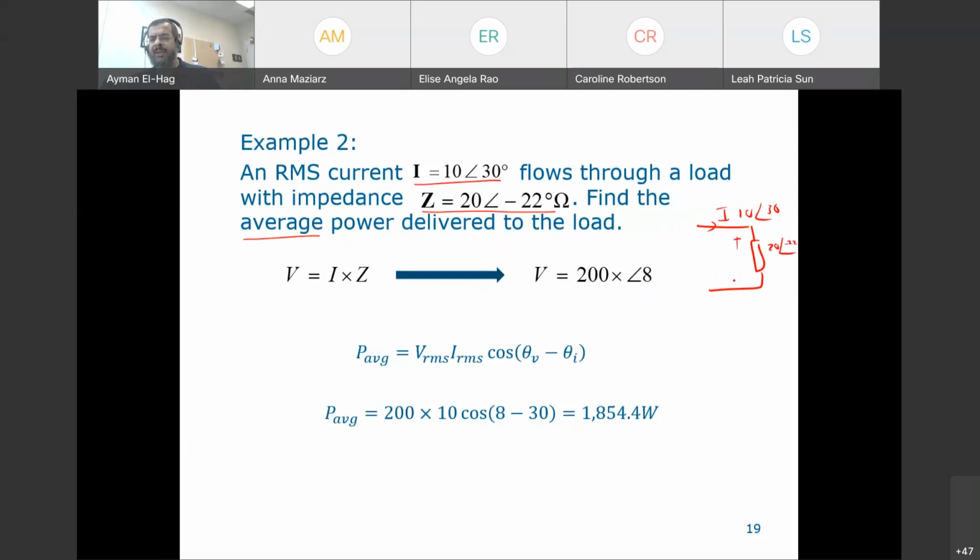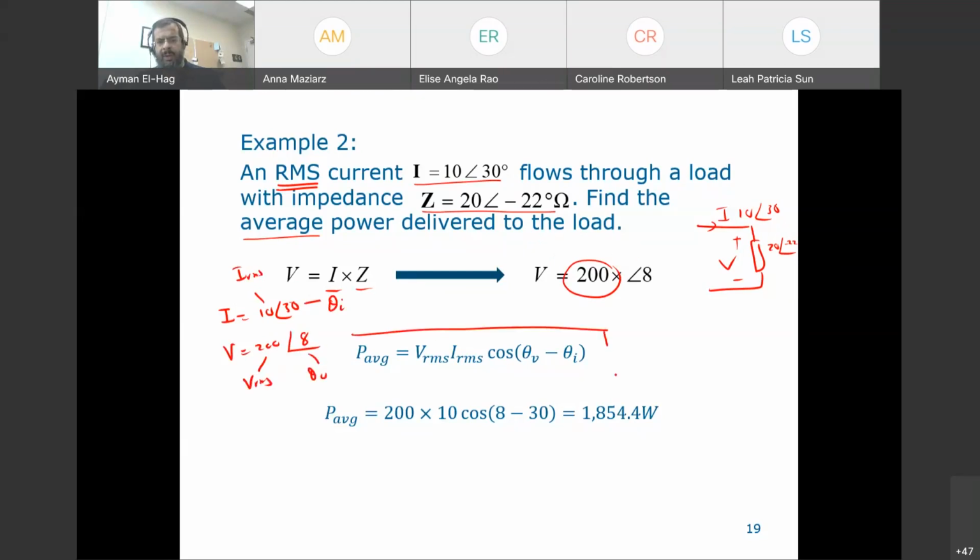So we need to find first the voltage V. V is Ohm's law, I times Z. So we multiply the magnitudes, 10 times 20 is 200, and then we add the angles, 30 minus 22 is 8. These are RMS values. So the I will have 10 angle of 30. This is the I RMS, and this is the theta I. And the V is equal to 200 angle of 8. So this is your V RMS, and this is your theta V.